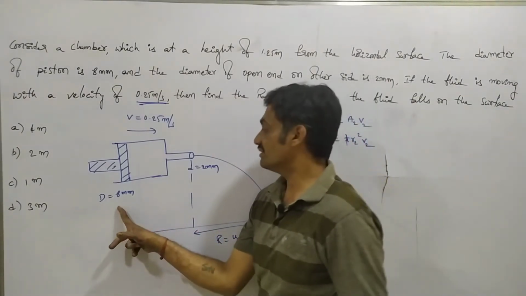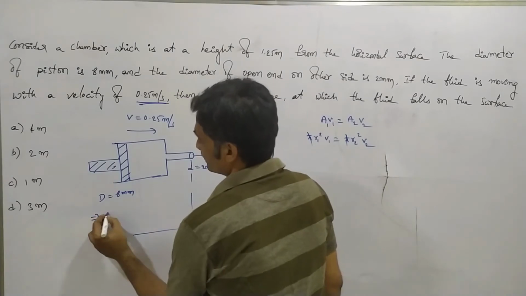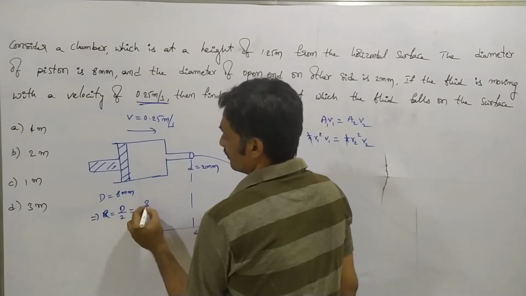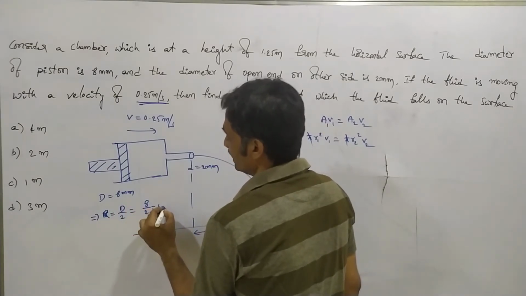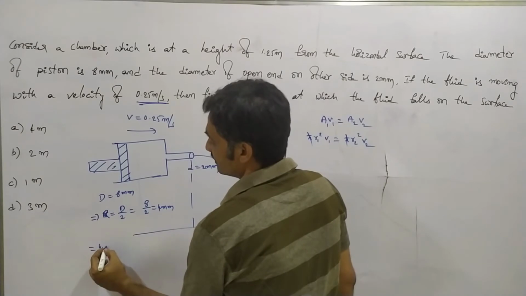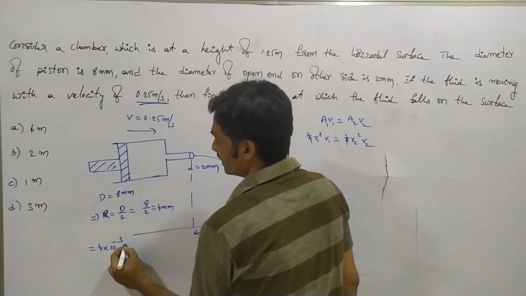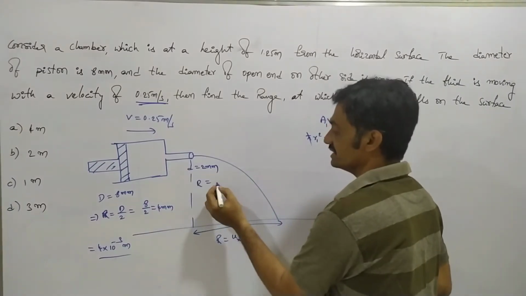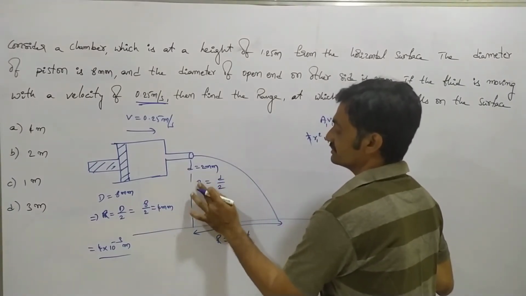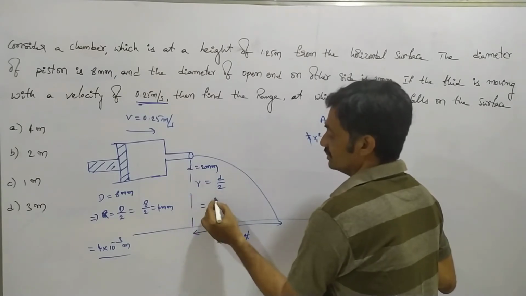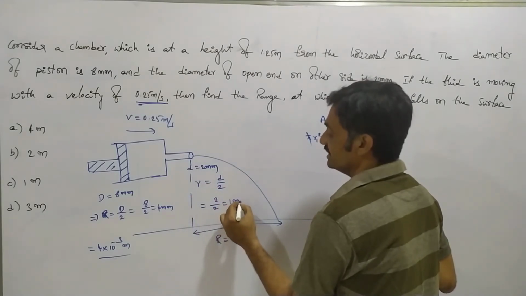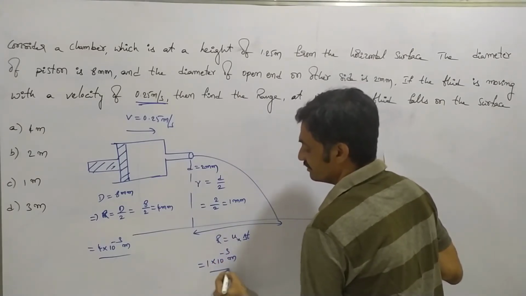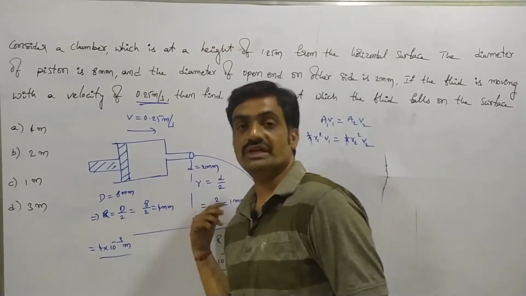From this diameter we can represent the radius. Capital R equals D by 2 equals 8 by 2, nothing but 4 millimeters. So 4 millimeters can be represented as 4 into 10 to the power of minus 3 meter. In the same way, radius is represented as r equals d by 2, so 2 by 2 is nothing but 1 millimeter. 1 millimeter can be represented as 1 into 10 to the power of minus 3 meter. Let's substitute these two radii.